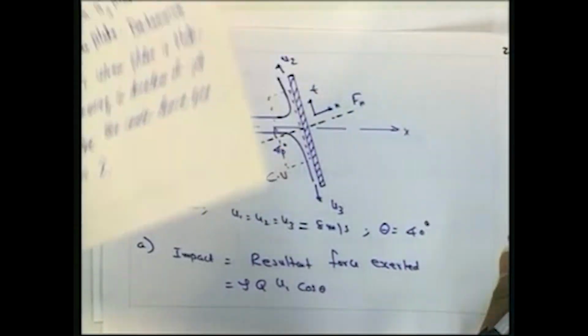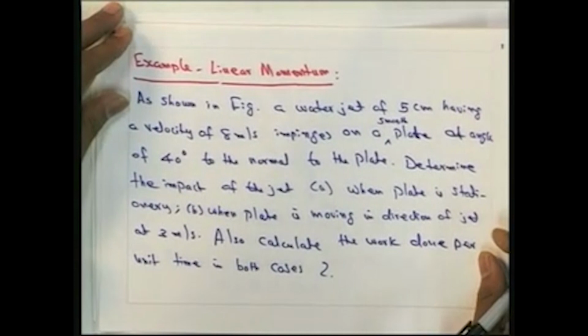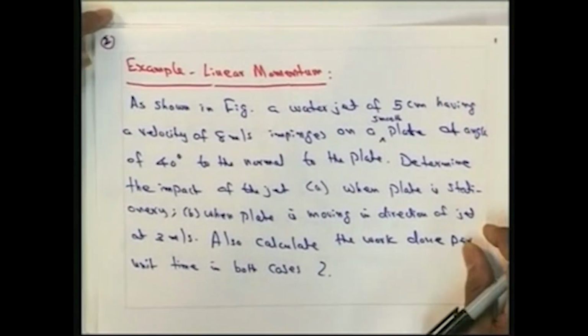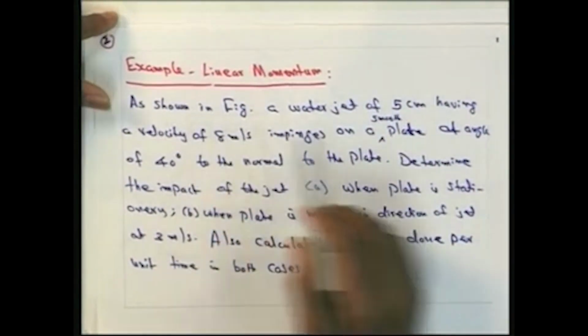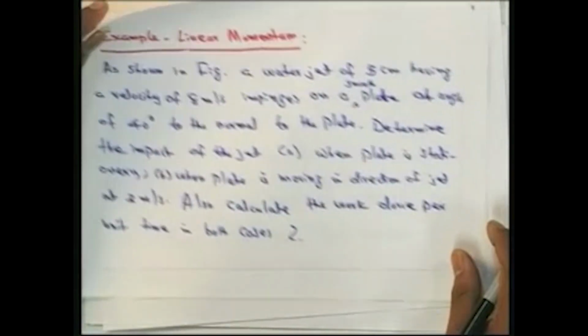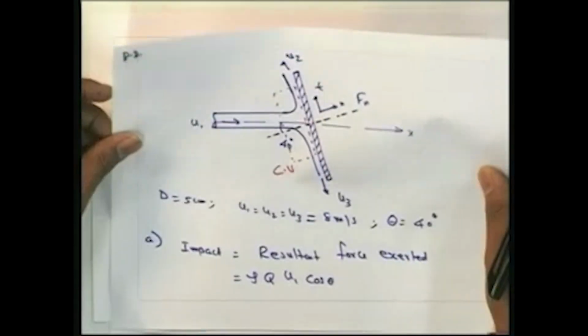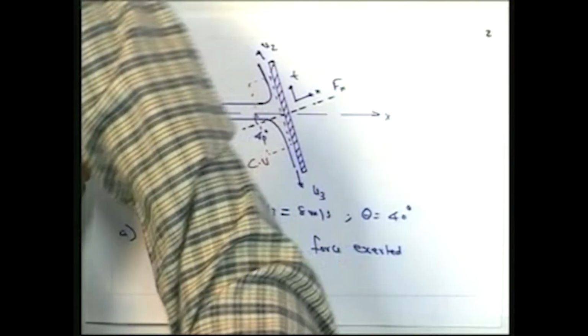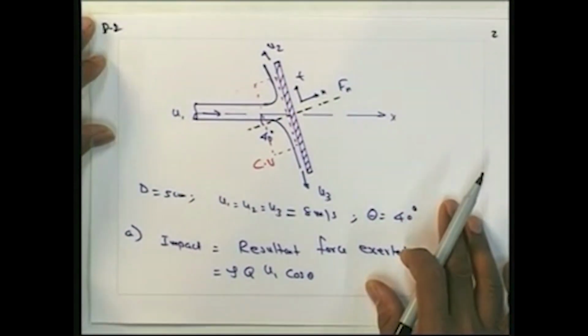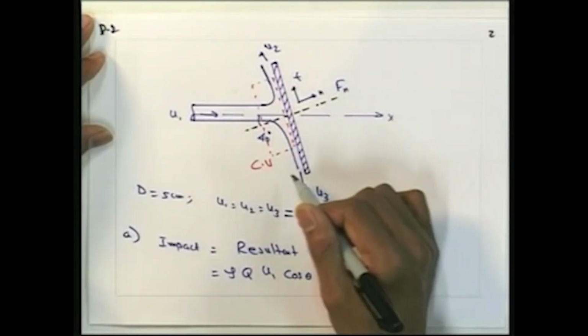Second case is with respect to an inclined plane, where a jet is hitting an inclined plane. Here the problem statement is as shown in the figure. You can see the figure here. A jet is hitting an inclined plate like this.